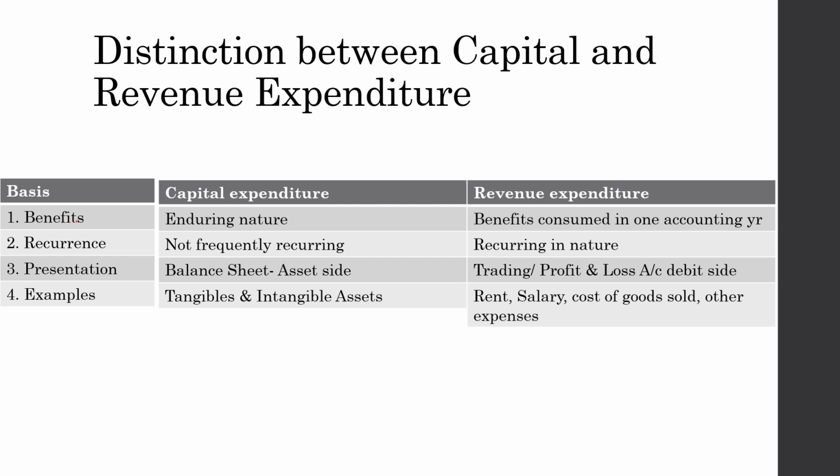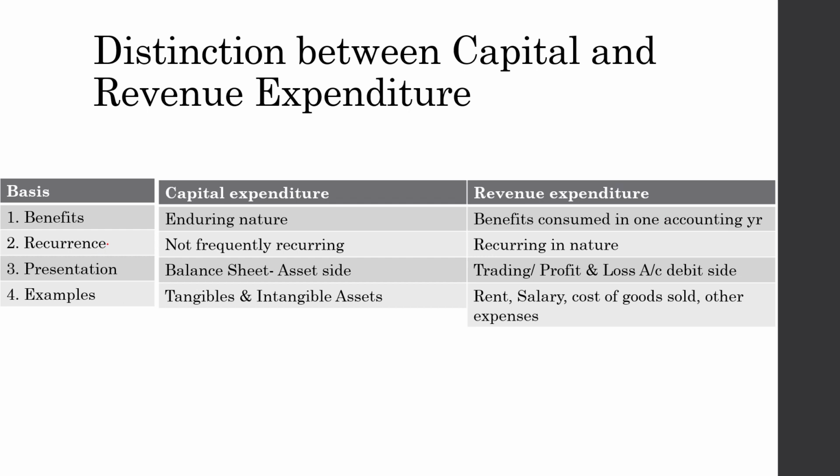First one is the benefits that you receive when you incur such an expenditure. When it's a capital expenditure, the benefit is of an enduring nature, meaning you're going to get it for a longer period of time. Over a number of accounting years, you're going to get the benefit. Whereas if it is a revenue expenditure, normally the benefits get consumed in just one accounting year.